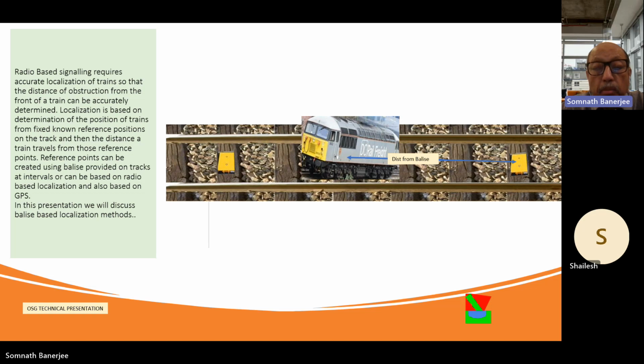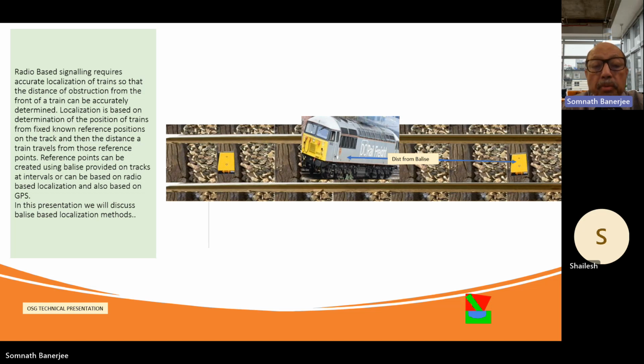Now, this proves to the RBC that that particular train has now come and moved over the balises. Now, because the balise is at a known place, the odometer error at that point can be considered as zero because there is an absolute localization of the train.